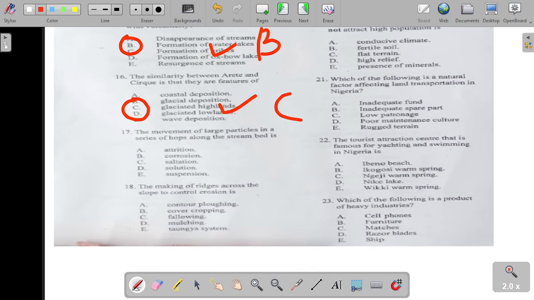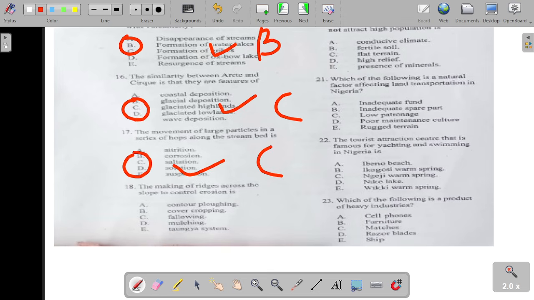Number 17. The movement of large particles in a series of hops along the stream bed is known as accretion, corrosion, then saltation. Yeah, answer is saltation, C.